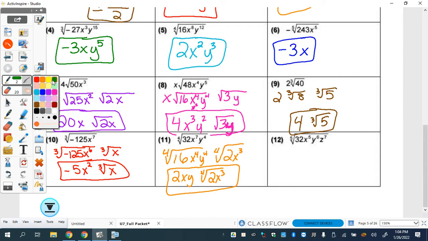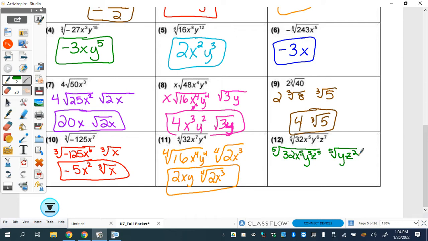12, 32, is that a perfect fifth? Yes. Is x to the 5th a perfect fifth? Y to the 6th? No. Z to the 7th? No. Okay. So I'm going to put 32, x to the 5th, y to the 5th, z to the 5th, and then I'm going to have y z squared left over.